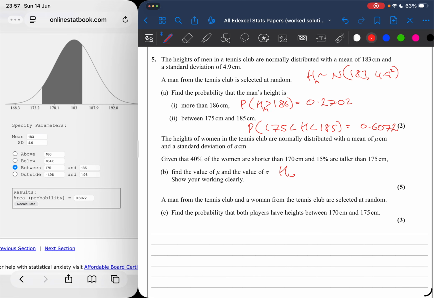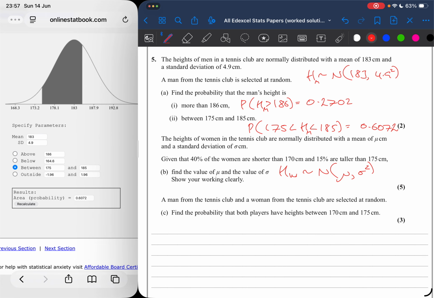Then it'll be height of woman everywhere. We'll make the woman look more like a woman. Well, it's not a woman, is it? It's a W. But still, there we go. We don't want that. We want it to be distributed normally with a mean of mu and a standard deviation of sigma. Well, yeah, variance of sigma squared.